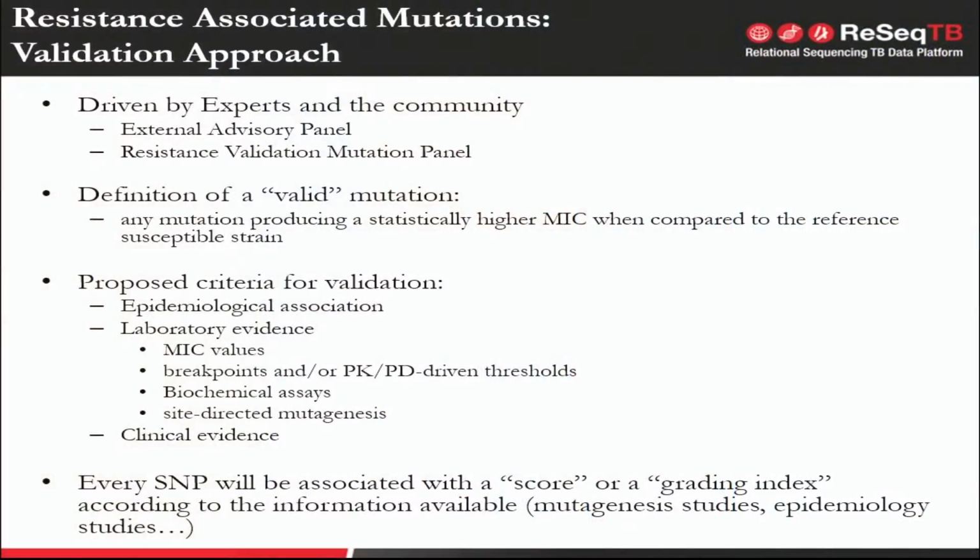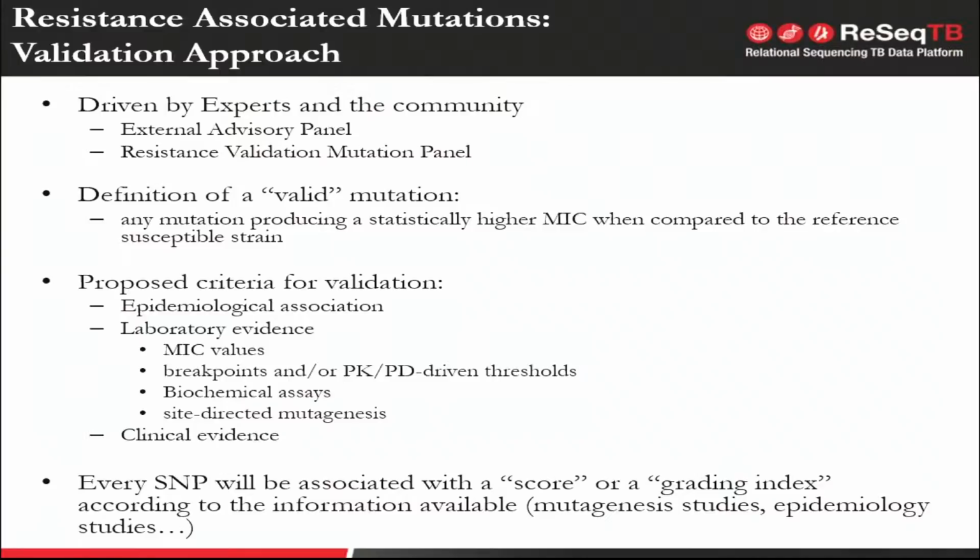This process has been driven by the experts and the community. Within the RESECT-TB, we are considering as valid any mutation producing a statistically higher MIC when compared to the reference strain, which in our case is H37Rv. We have three main criteria for this validation. We are considering the epidemiological association of the mutation with the resistant phenotype. We are using laboratory evidence and, whenever available, clinical evidence.